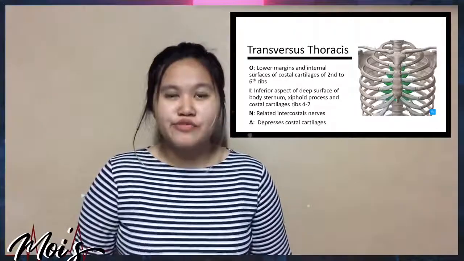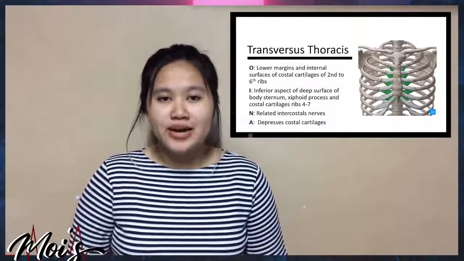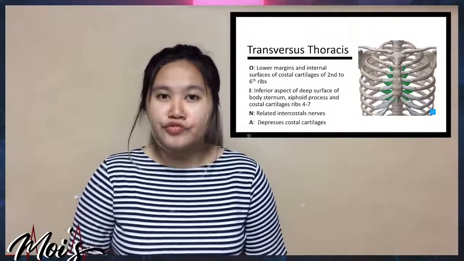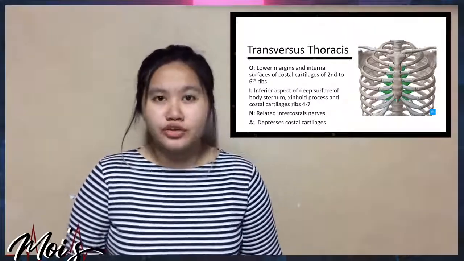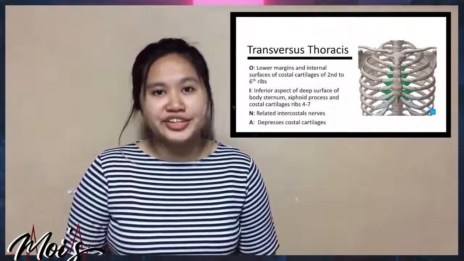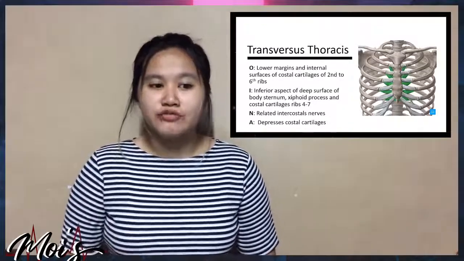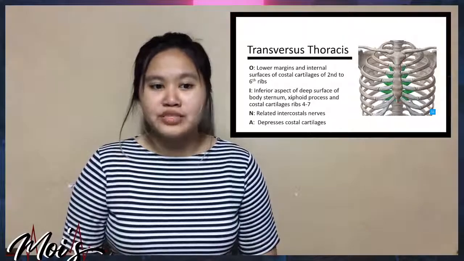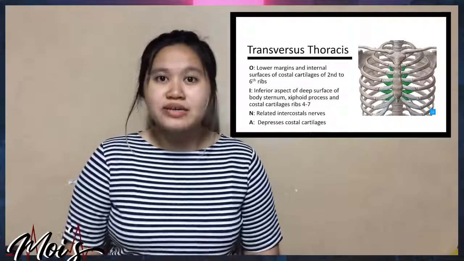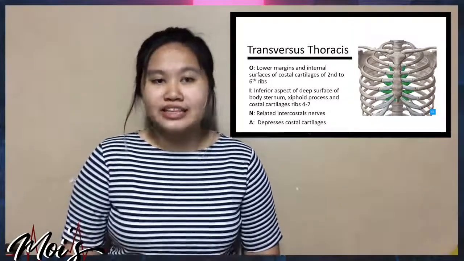The next muscle for the anterior part is the transversus thoracis. It is a plane of muscular and tendinous fibers found on the inner surface of the front wall of the chest. It originates in the lower margins and internal surfaces of the costal cartilages of the second to sixth ribs. It inserts in the inferior aspect of the surface of the body of the sternum, xiphoid process, and costal cartilages of ribs 4th to 7th. The nerve supply is the related intercostal nerve.